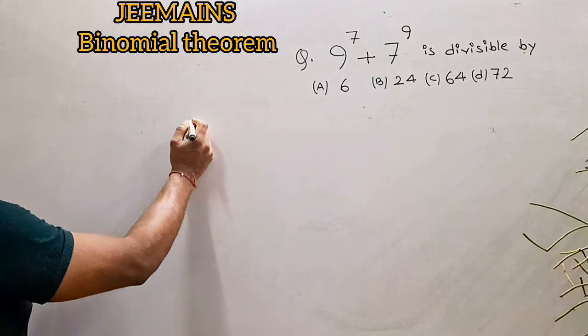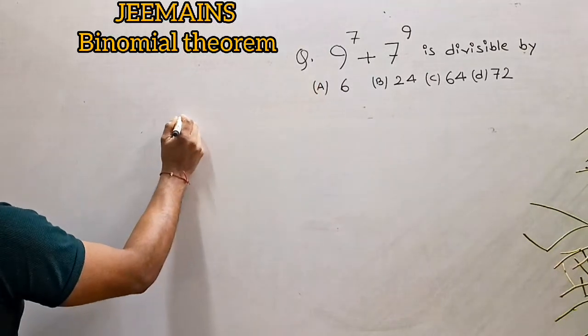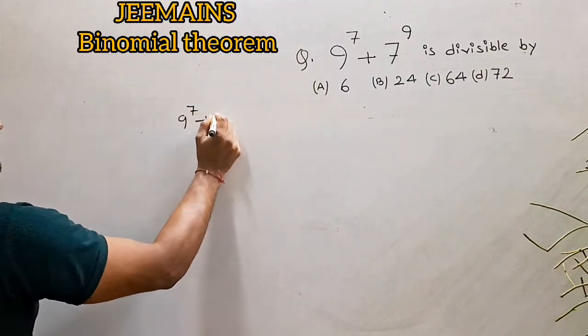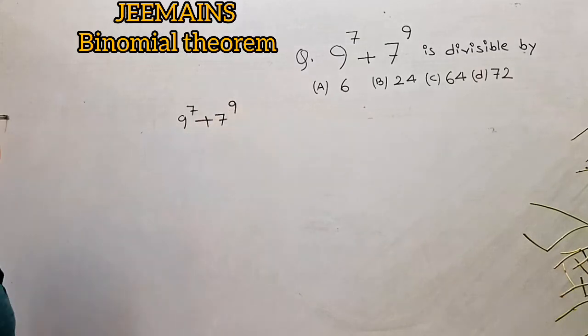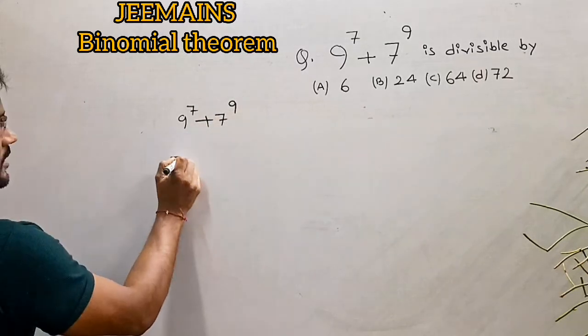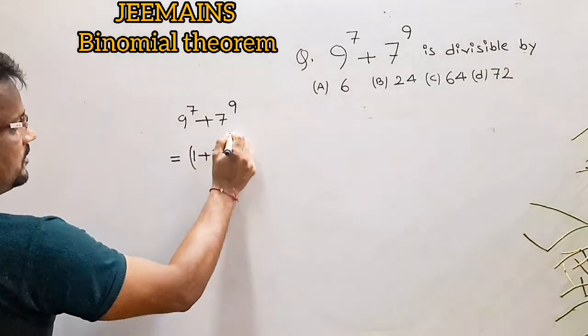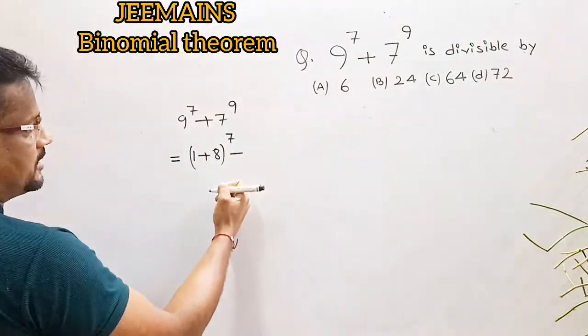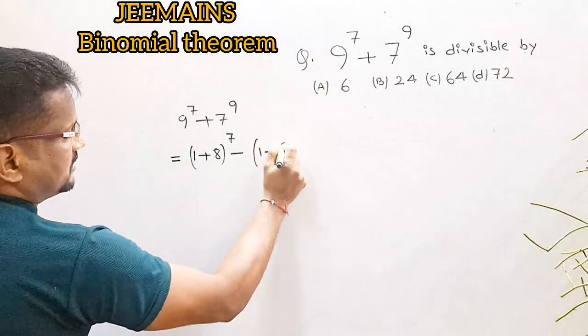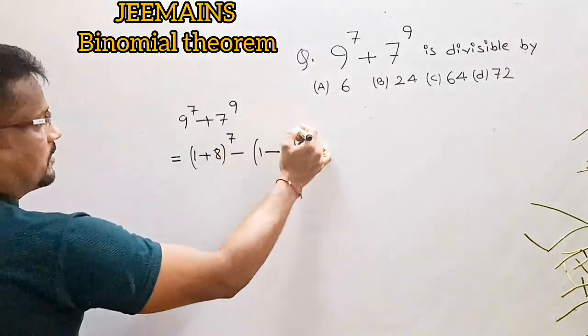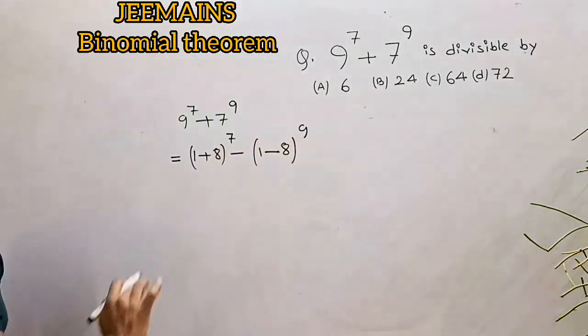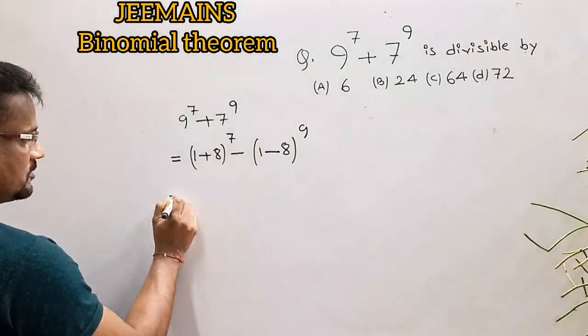Here you take 9 to the power 7 plus 7 to the power 9. So at first you see, 9 to the power 7 means what? (1 plus 8) whole to the power 7. Give a minus sign here. Then you can write (1 minus 8), and it is odd power 9. So it is already balanced. Now just go for expansion.